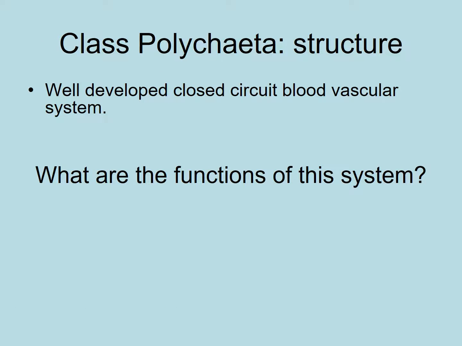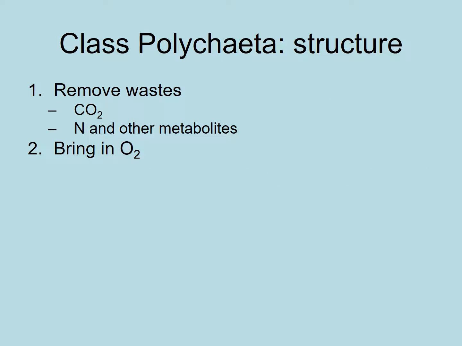They have a well-developed closed blood vascular system. What are the functions of the system? Well, obviously the functions are to remove the carbon dioxide and nitrogen, all the wastes, and bring in new oxygen. If you remember the polychaetas and the like, they couldn't get very big because they had to rely on diffusion. But now we see the development of a vascular system, and so the animal can grow bigger and service organs further and deeper into the body.